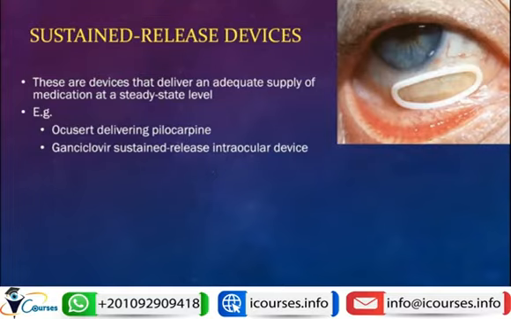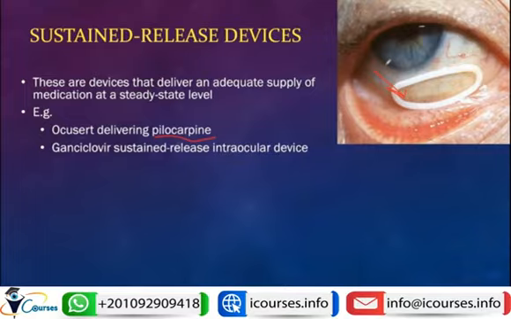Another method which gained more popularity is called the sustained release device. If you want the drug to have a continuous action, we can put a device that slowly releases the drug that we want. For example, patients who have glaucoma can have a device called Ocusert. This Ocusert is inserted into the fornix, and it is responsible for continuous release of pilocarpine.